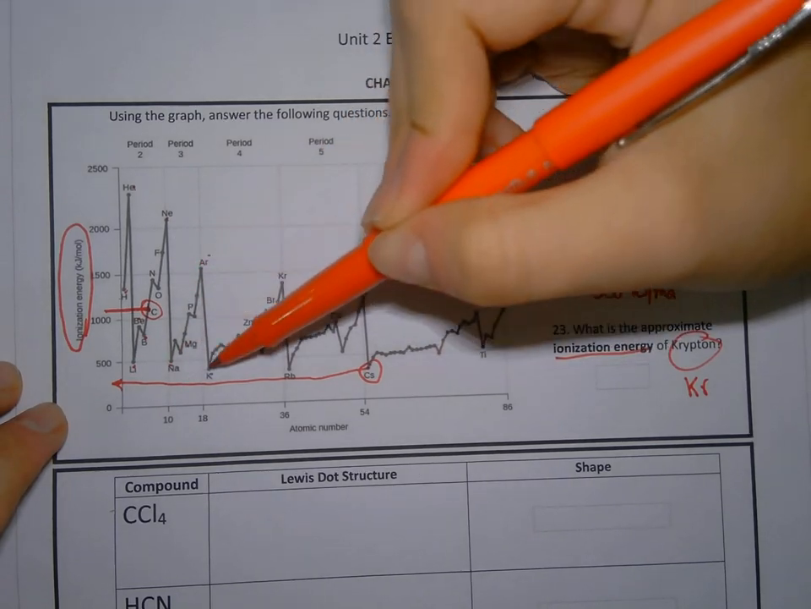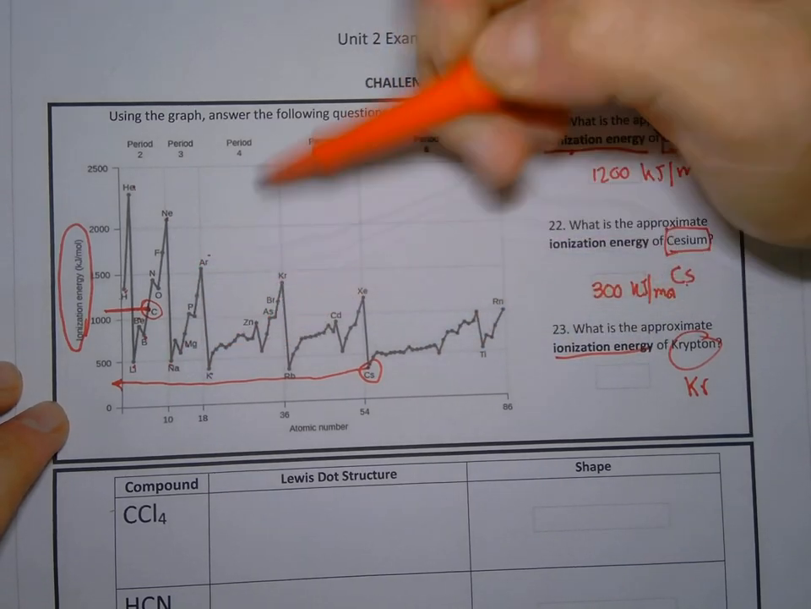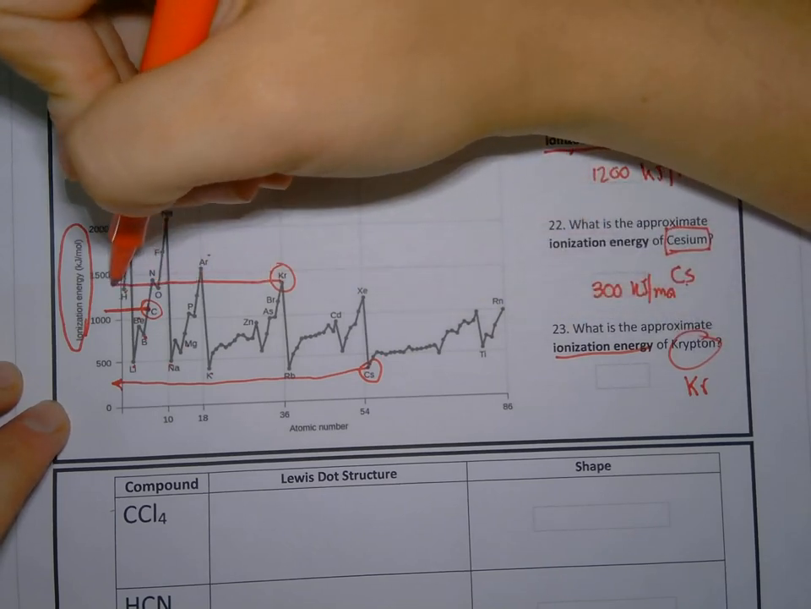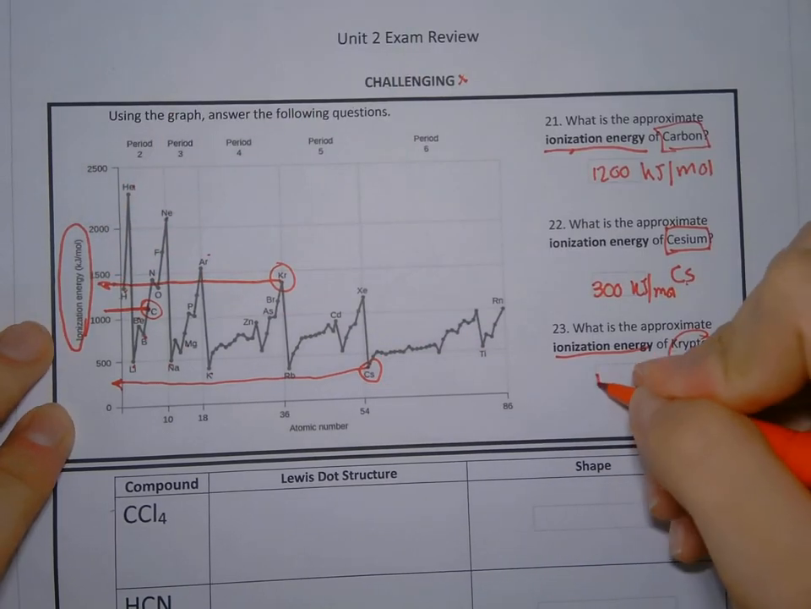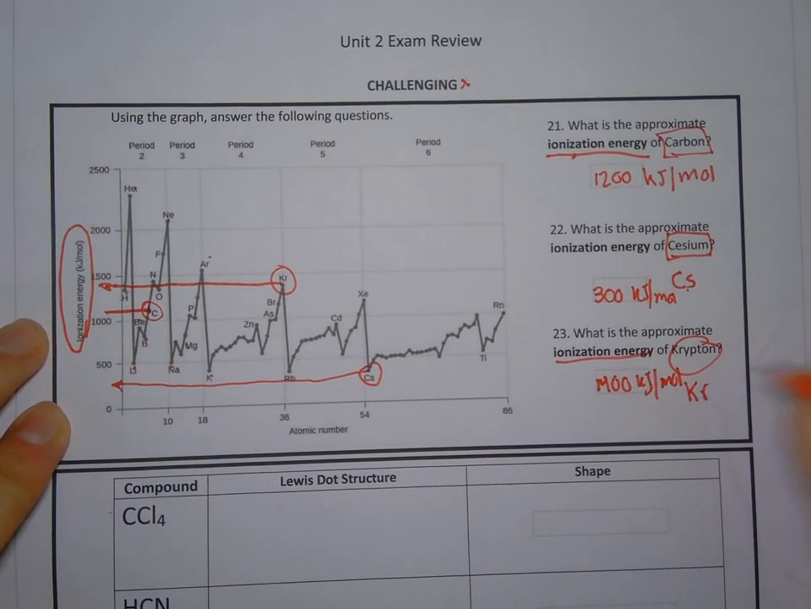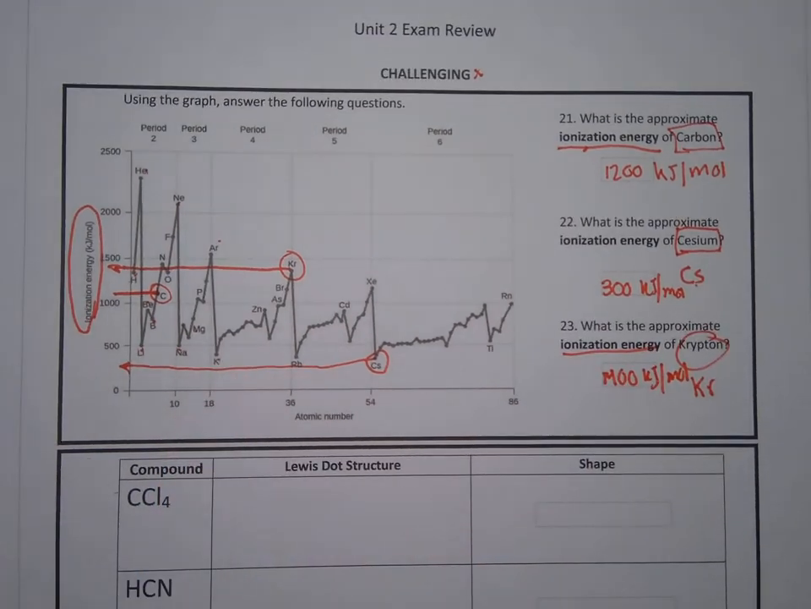If you've spotted it already, good for you. You are awesome. Oh, found it. There's Kr. So I'm going to draw a straight line across to my y-axis, and that is about 1400 kilojoules per mole. And that is how you find those questions given a graph like this.